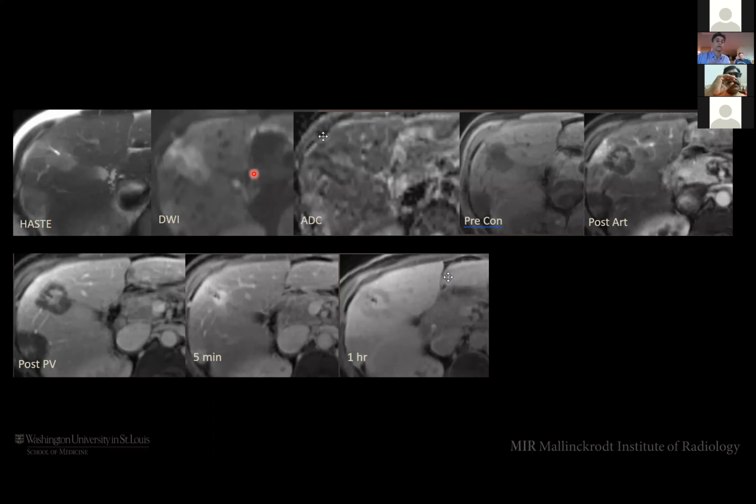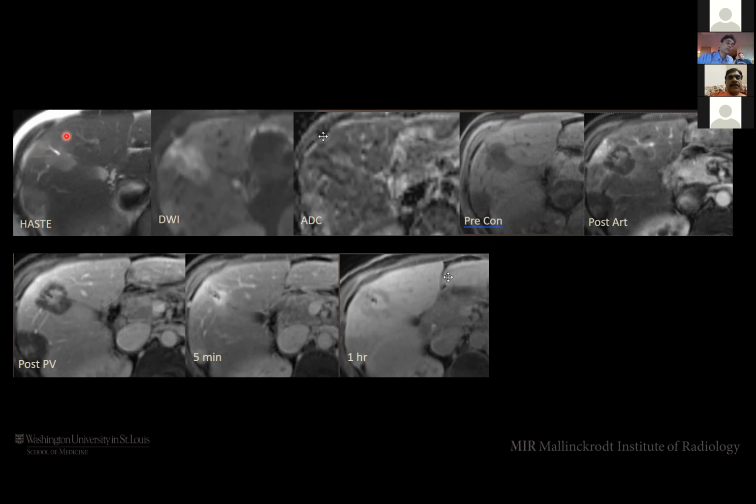So here are the diffusion weighted images. On the diffusion weighted images, you see that there is diffusion restriction. Pre-contrast and on the T1 weighted post-contrast, you're seeing there is some early enhancement, and subsequently you see there's some progressive enhancement, and it almost looks like the lesion is enhancing fully, but then again becomes hypointense later on.